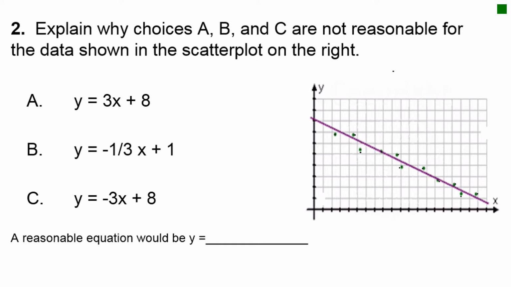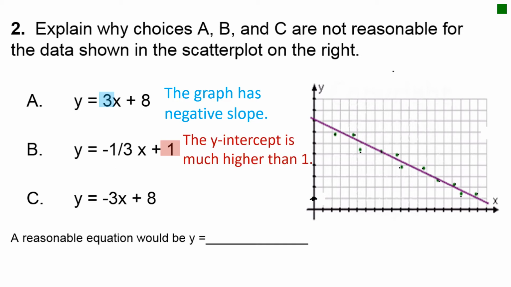So we want to explain why choices A, B, and C are not reasonable for the data shown in the scatter plot at the right. So the slope of our first graph is 3. However, the graph in the picture has a negative slope. Check out B. The y-intercept says that it's 1, which is right here on the graph, and of course it's not going through that point. The y-intercept is much higher than 1.